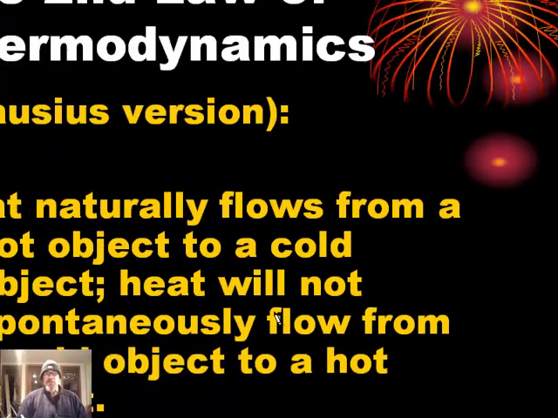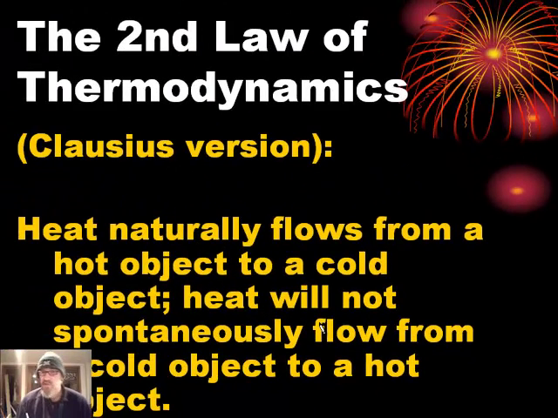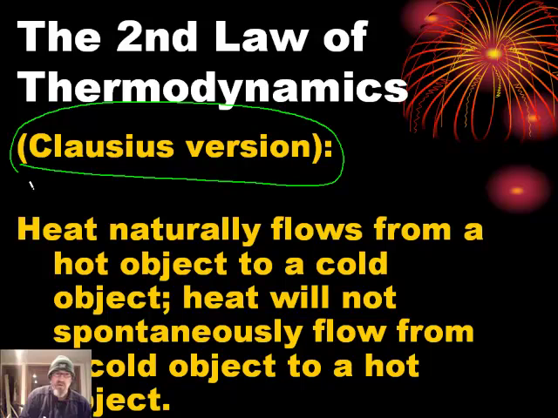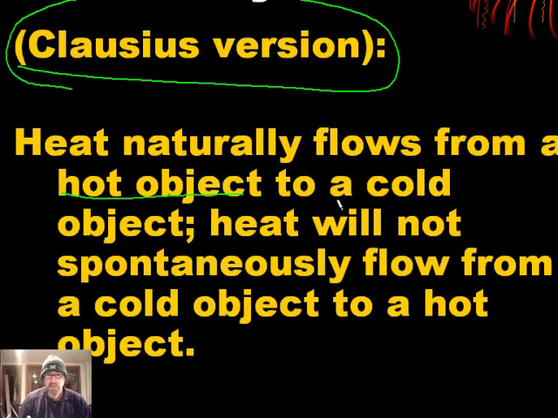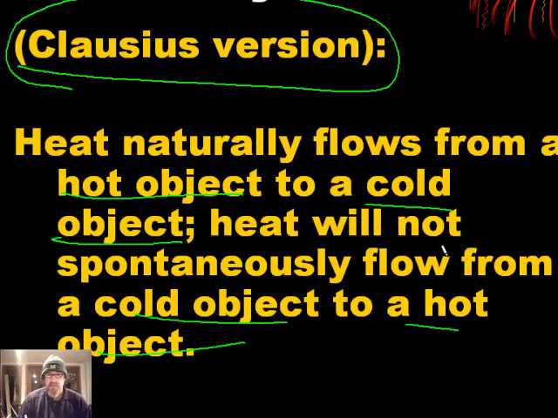And that explanation is the second law of thermodynamics. This is stated in a lot of different ways for different purposes, but this is the one that's related to heat engines. This is called the Clausius version of the second law of thermodynamics, and it's this. Heat naturally flows from a hot object to a cold object. Heat will not spontaneously flow from a cold object to a hot object. That will not happen. So that's the Clausius version of the second law of thermodynamics.